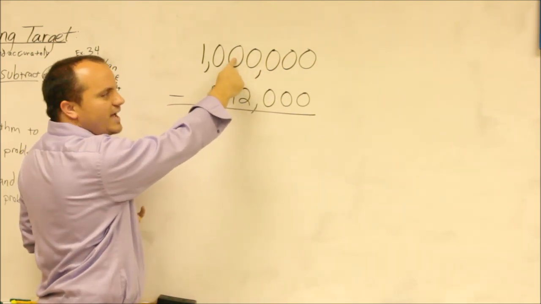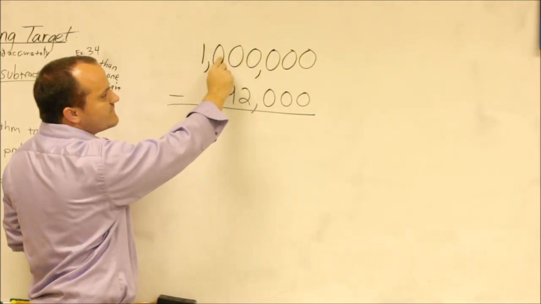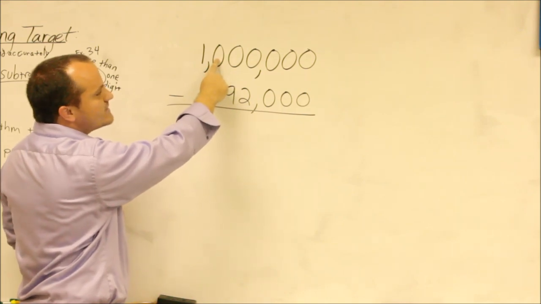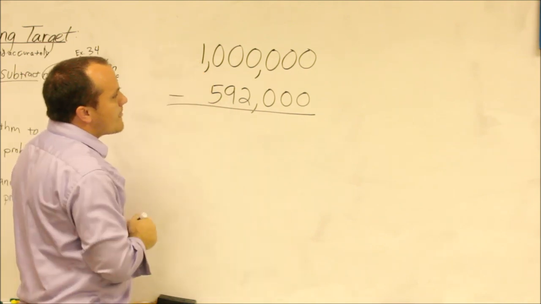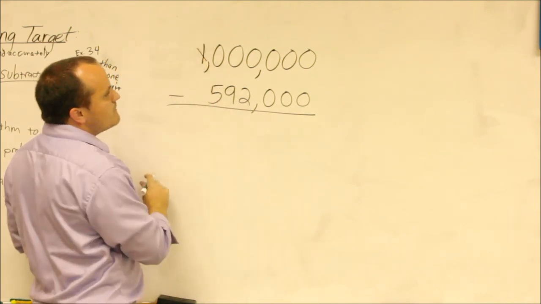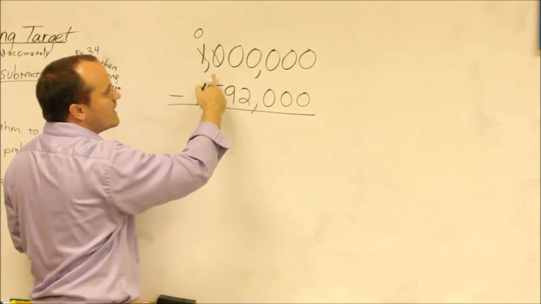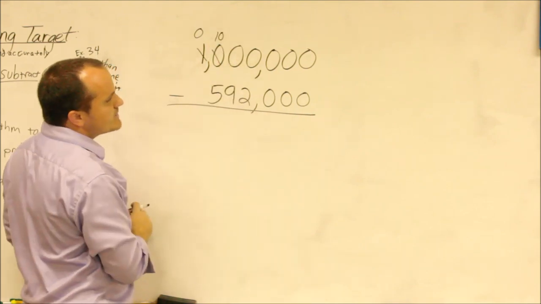I'm in my 10,000s, but I have a 0 there, so I have nothing to take from there. So I need to move over to my next place value position, my 100,000s. I have a 0 there, so I don't have anything to take from it. So I have to go over one more place value position to my millions. So I'm going to take one from the millions, and that's going to become a 0, and I'm going to give that 10, the 10 100,000s from the millions, over to the 100,000s place.